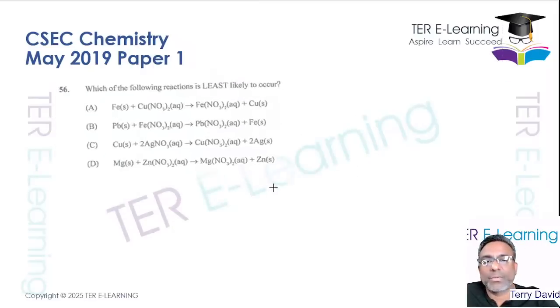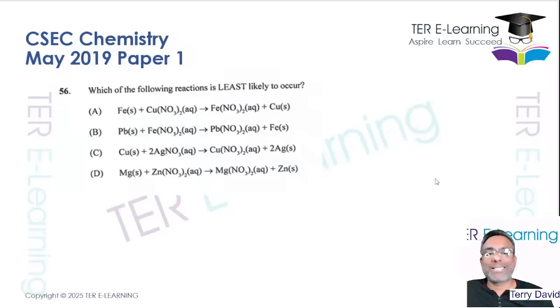Question 56. Which of the following is least likely to occur? Alright, I see somebody asking about UV light. All you need to know is UV light is required for alkanes. So if you take methane and you want to react it with chlorine gas, you need UV light. If it is something like ethene and you want to react that with bromine, there's no UV light required for that reaction. It occurs in the dark as well.